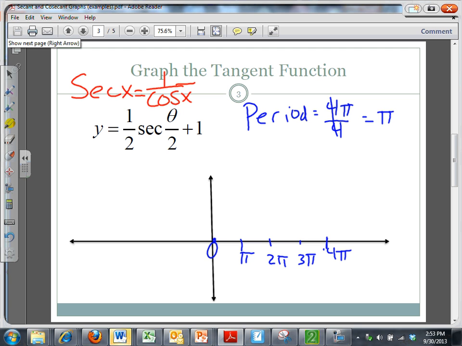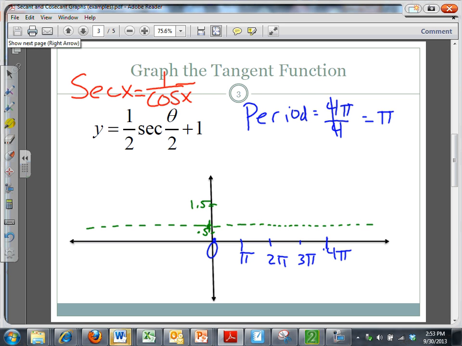So that means if my cosine starts up, my secant will start up. Before you put that in, you want to put in your amplitude. Remember, there was a vertical shift of 1. So that means I have my fake x-axis at 1. That's my new fake axis. I'm going to go up 1/2. So 1 plus 1/2 is 1.5. 1 minus 1/2 is just regular old 0.5.